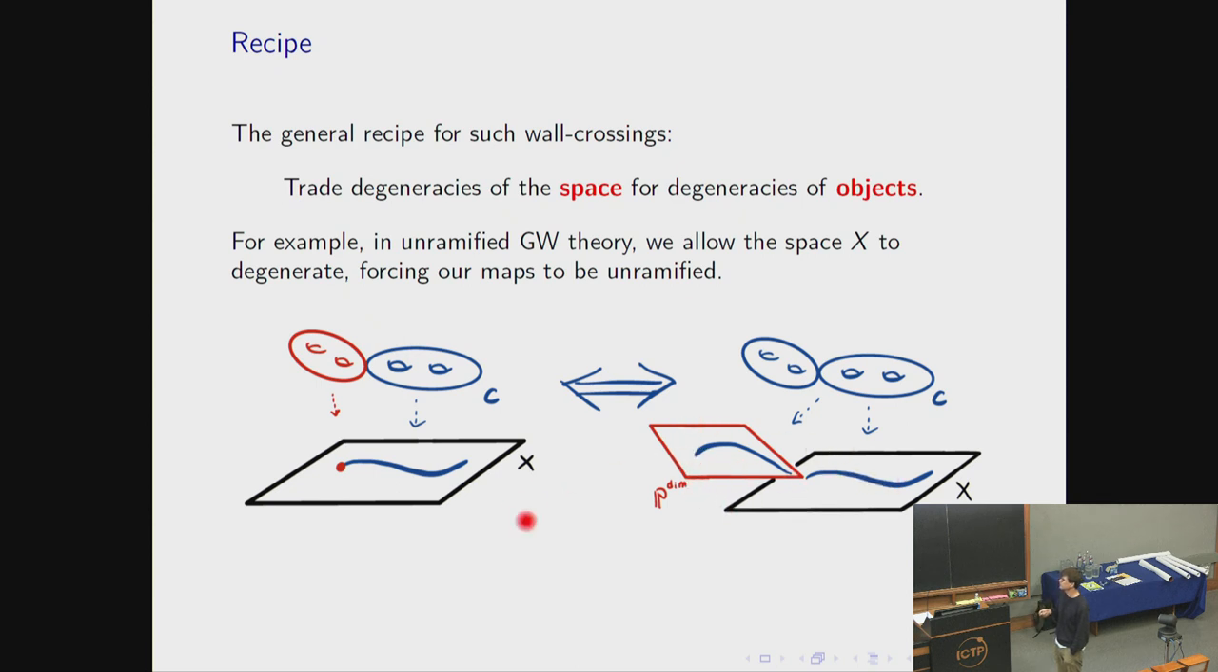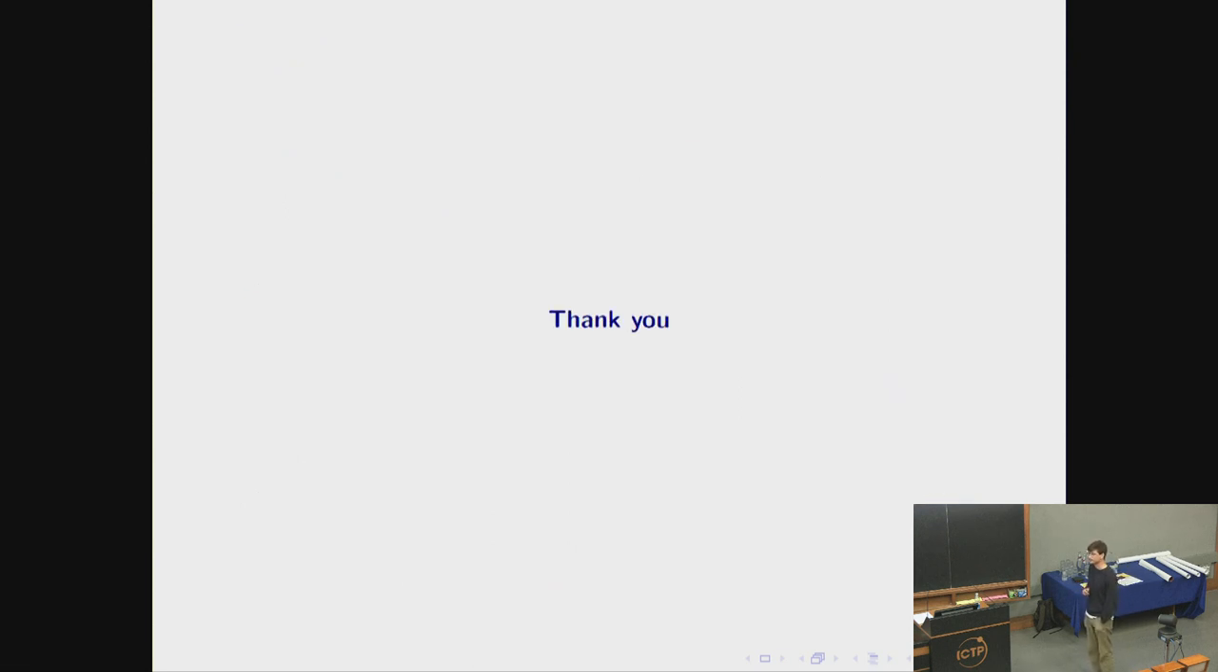And in fact, this picture applies to many different situations. In quasi-map theory, you trade degeneracies of your source with the degeneracies of your maps. In unramified Gromov-Witten theory, you trade degeneracies of the map, like the contracted components, with degeneracies of the target. And for example, you can also imagine that instead of a map from a curve, you can have a sheaf here. So these kinds of wall crossings also apply beyond Gromov-Witten theory. So yeah, that's it. Thank you.